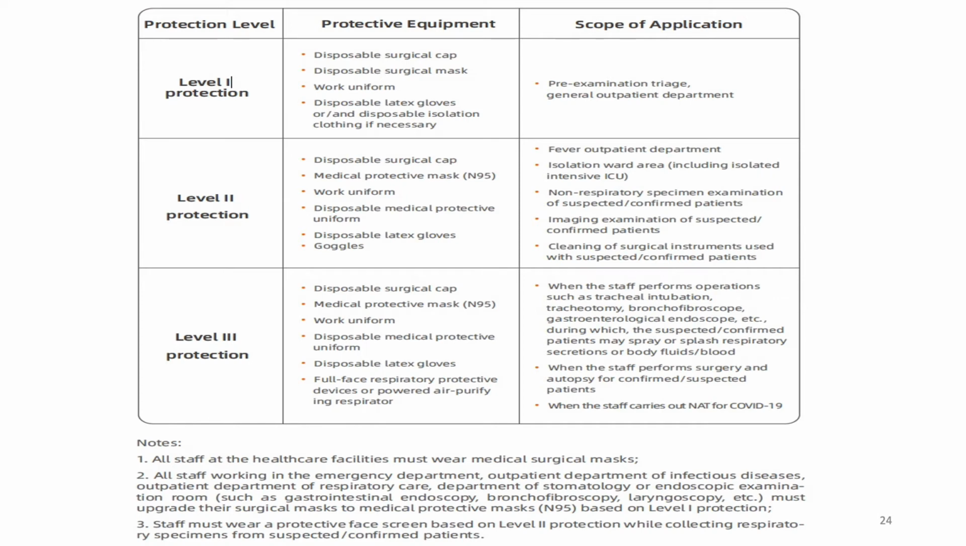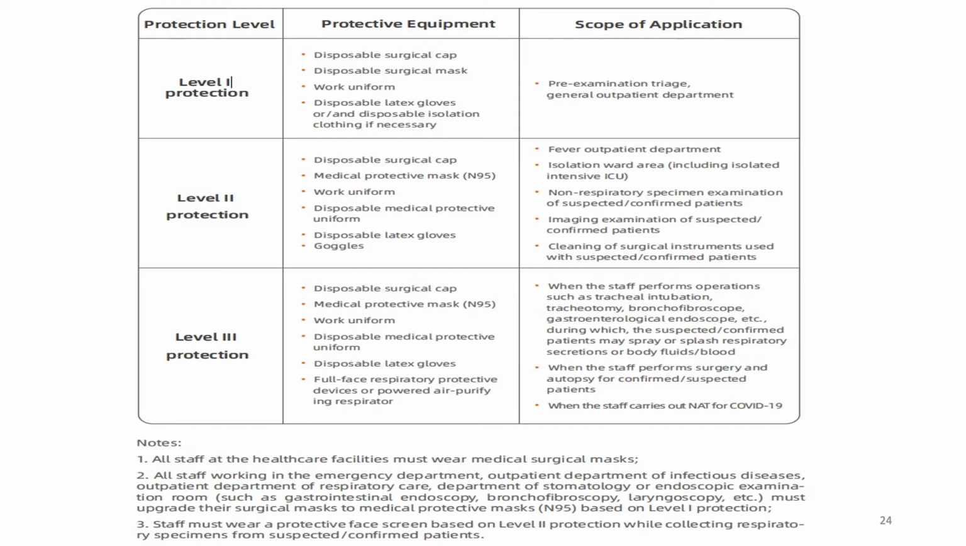So there are 3 levels of protection: level 1, level 2 and level 3. For level 1 protection, the protective equipment is a disposable surgical cap, disposable surgical mask, work uniform, disposable latex gloves and/or disposable isolation clothing if necessary. The scope of application of Level 1 protection is pre-examination, triage and general outpatient department.